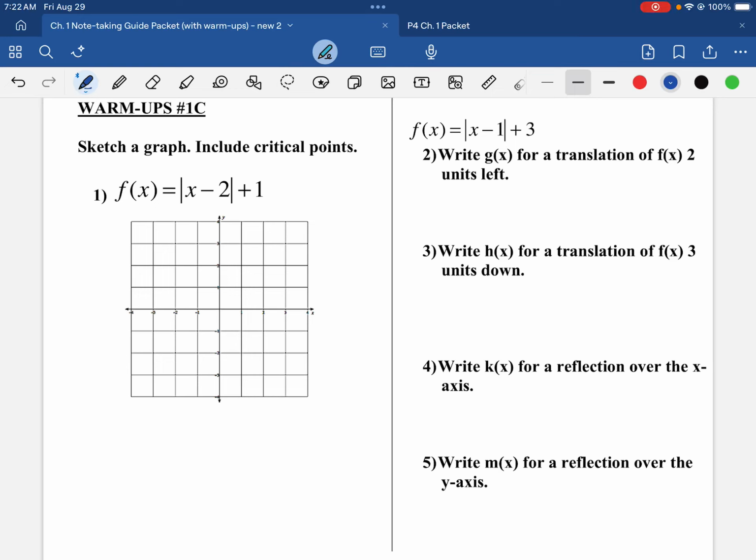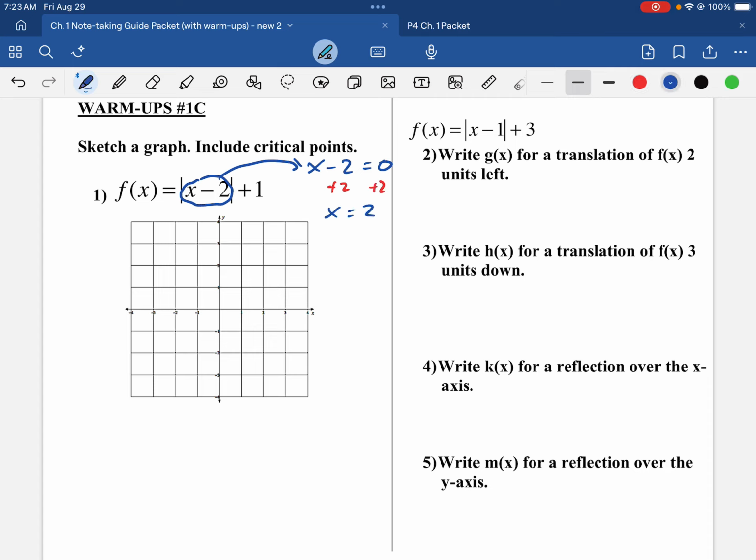Warm up 1C. We're going to sketch a graph and include critical points. I've got an absolute value function here. I'm going to start by finding the vertex. So I'm going to take the whole contents of the absolute value, which is the quantity x minus 2, and I'll set that equal to 0. And then I'll solve for x by adding 2 to both sides, and x equals 2.